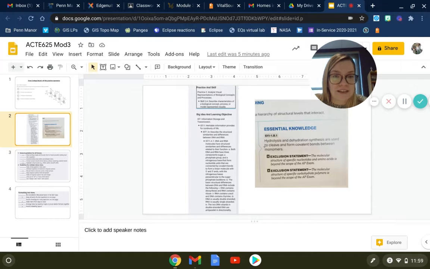they must understand. And right here, there is an exclusion statement that says the molecular structure of specific nucleotides and amino acids is beyond the scope of the AP exam. So students are not expected to know or memorize the structure of specific nucleotides. However, if you take a look at the question that is attached to this learning objective, it specifically asks you to pick out specific nucleotides, which makes absolutely no sense.